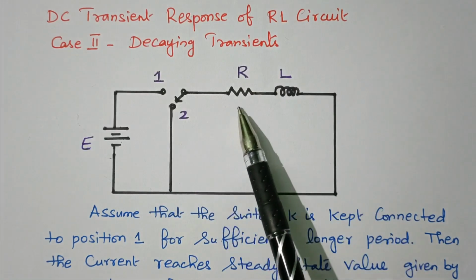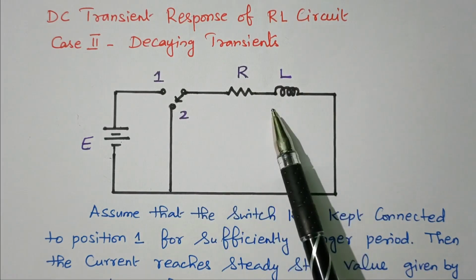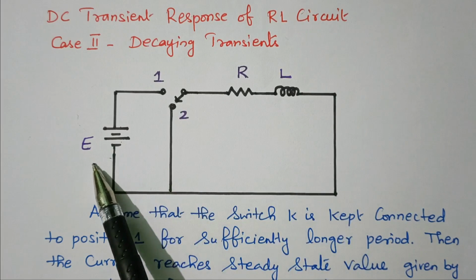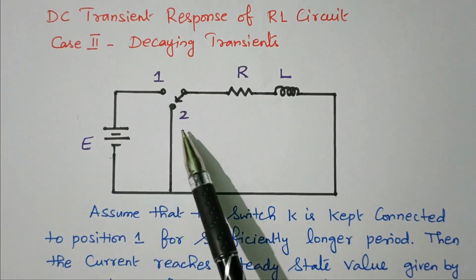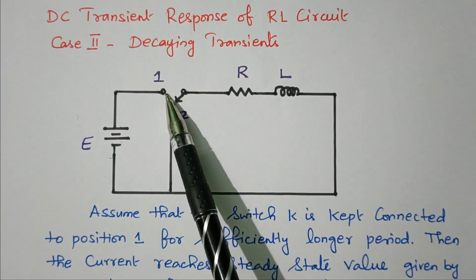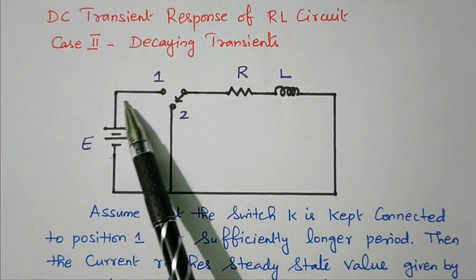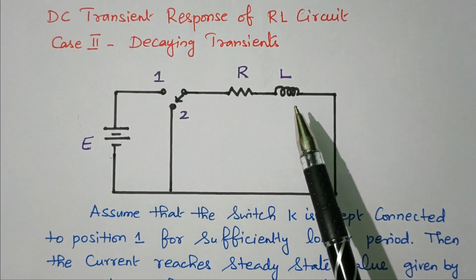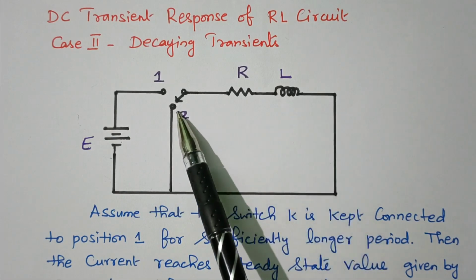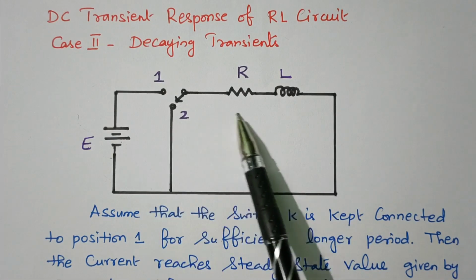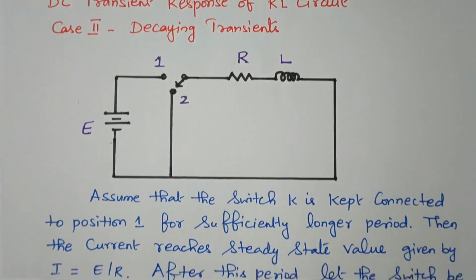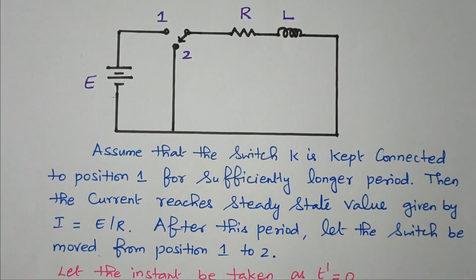Now see the circuit diagram. The R and L are connected in series. It is energized by the DC source E. The switch has two positions. When the switch is connected to position 1, the DC voltage is applied to the R and L. When it is connected to position 2, the source is disconnected and only R and L are connected.